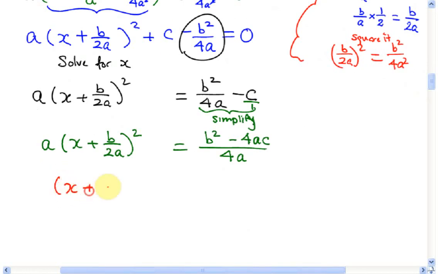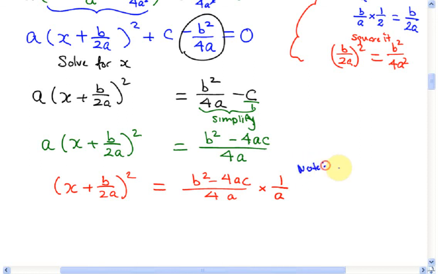x plus b over 2a all squared equals this whole thing divided by a. Now, when I take this whole thing and divide it by a, is there a better way of writing this down? Multiply by what? The reciprocal. Good. 1 over a. Note: dividing by a is the same thing as multiplying by 1 over a, the reciprocal.